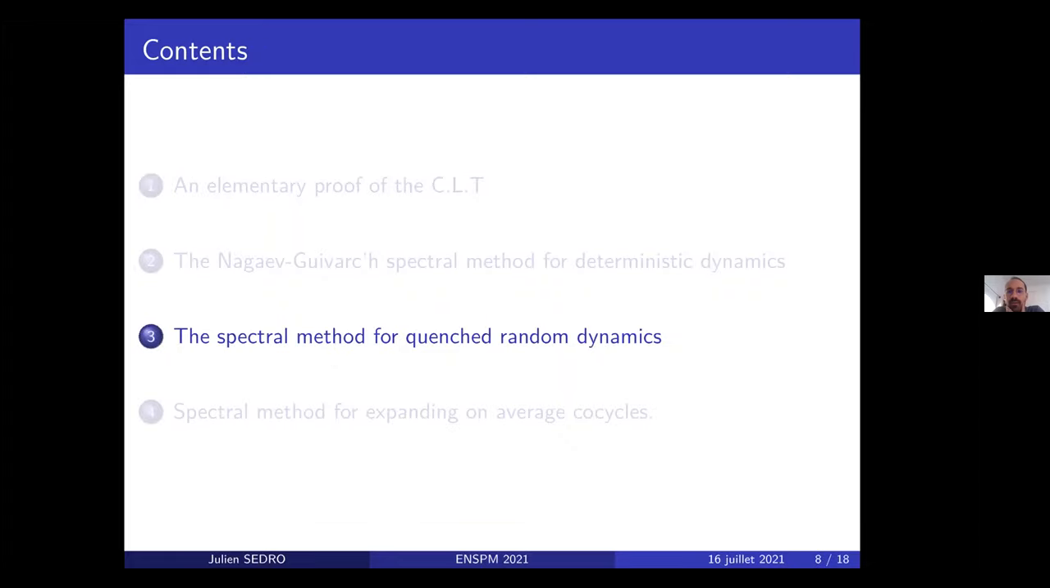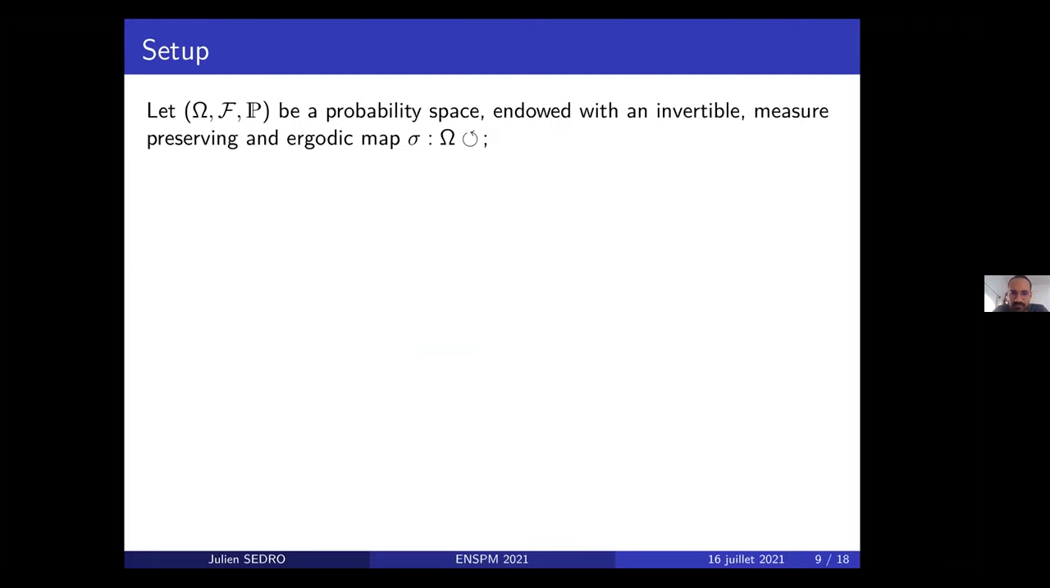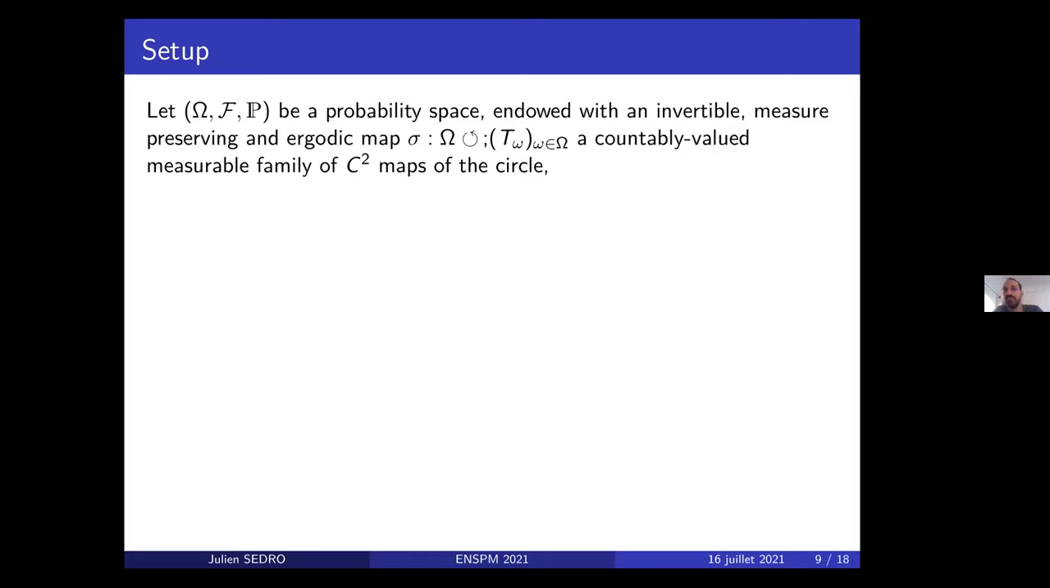Now, I will present a recent work of Dragicevic, Froyland, Gonzalez-Tokman, and Vaienti, where they generalize this approach to random dynamical systems. So the setup is as follows. You take a probability space and you endow it with an invertible measure-preserving ergodic map that you call sigma. You look at a countably valued measurable family of C2 maps of the circle, for example, or it could be of the interval.